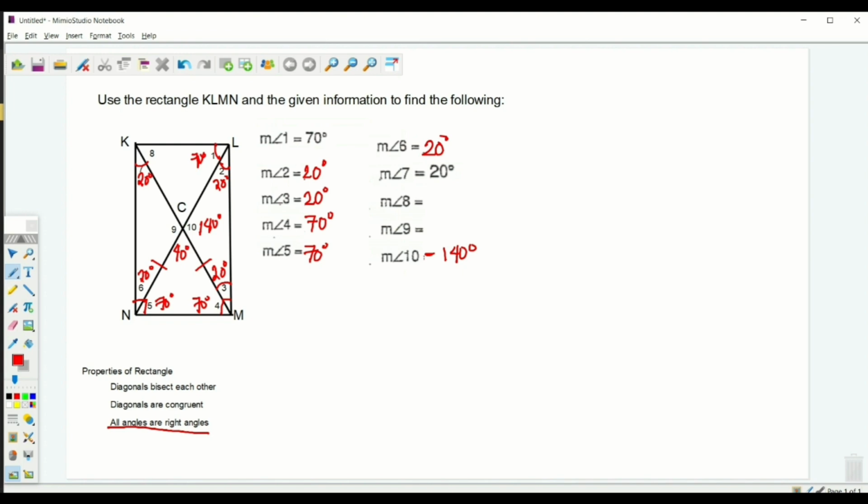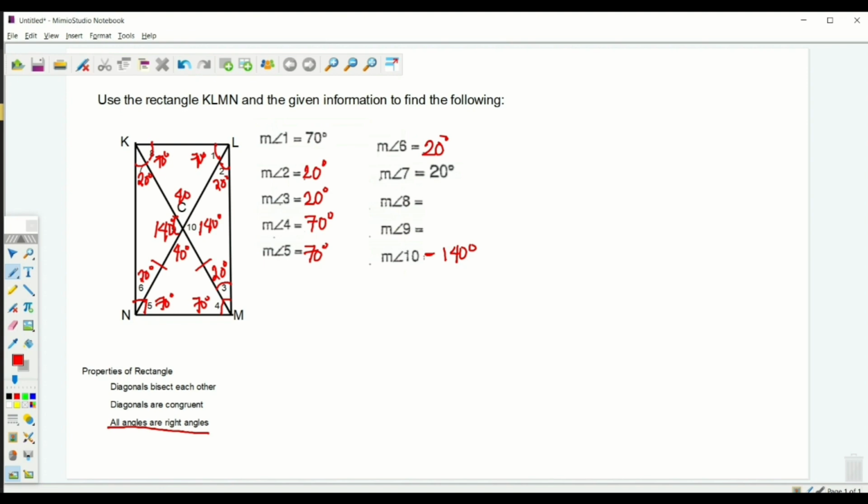Now, for angle 8, by the way, we'll solve for angle 9 first. So 20 plus 20, this is 40. Ilan na lang ang kulang para maging 180? This is 180, sorry. So this is 140 degrees. And for angle 8, so this is 20. Then automatically, alam natin that this is 70 degrees. Then, this one is 40 degrees.